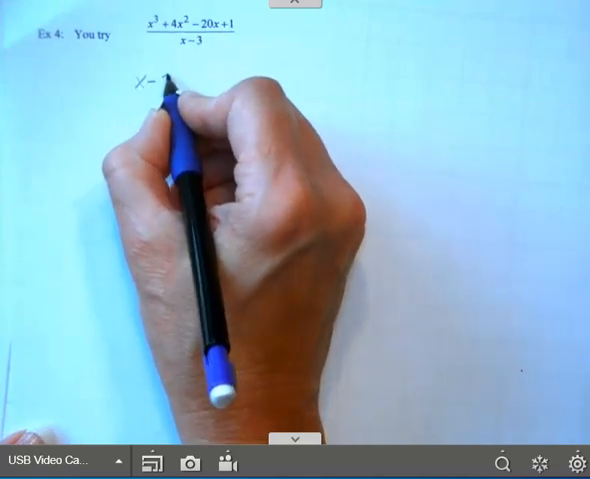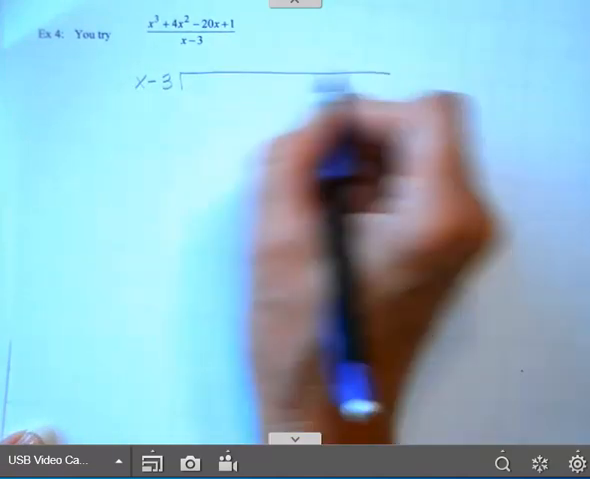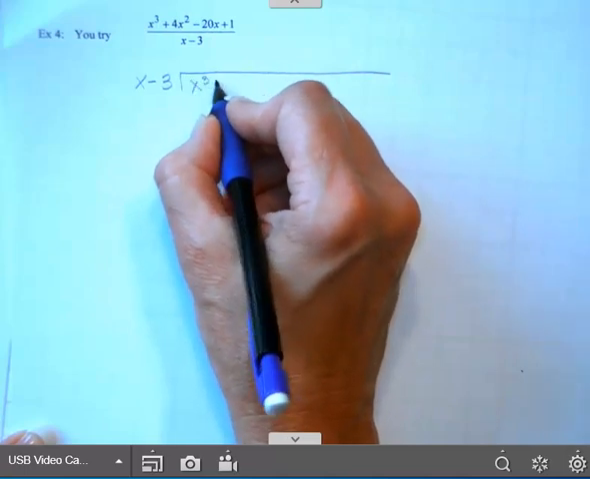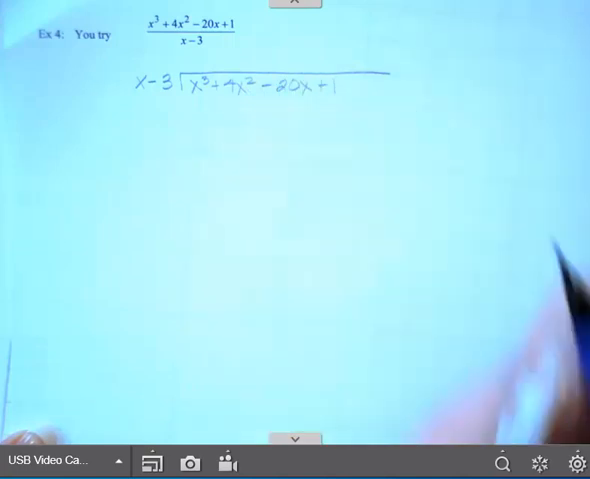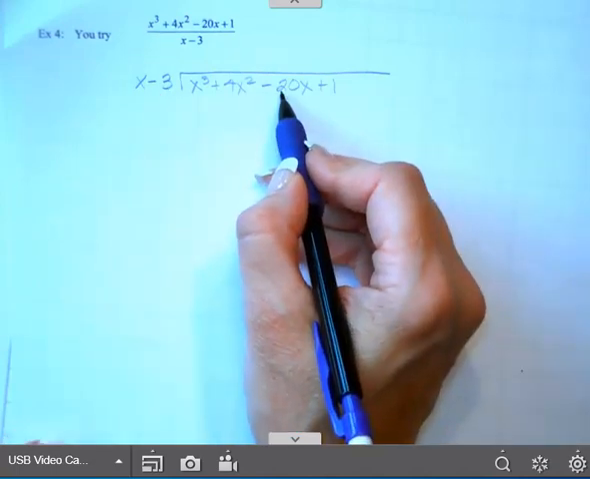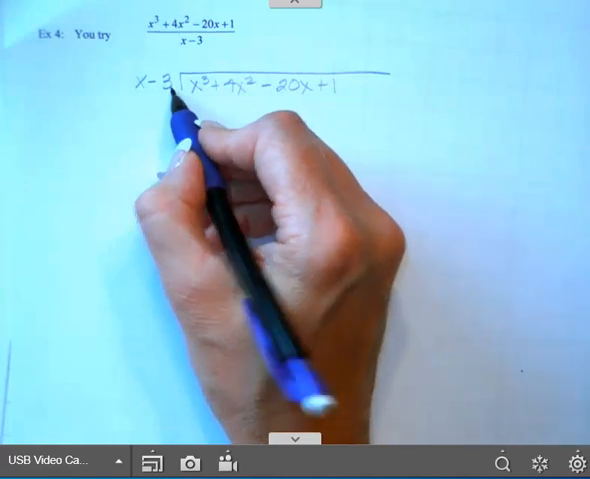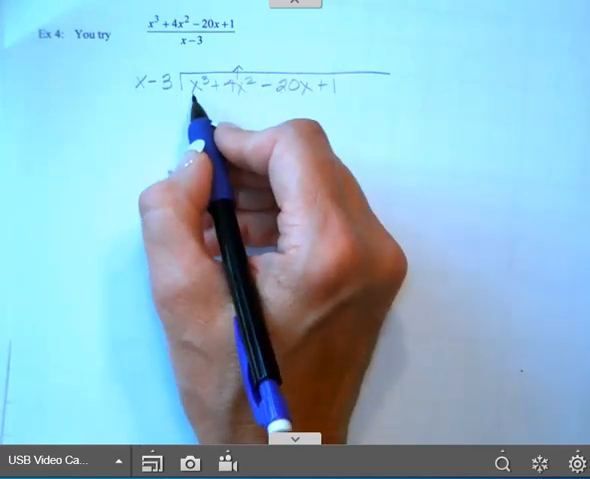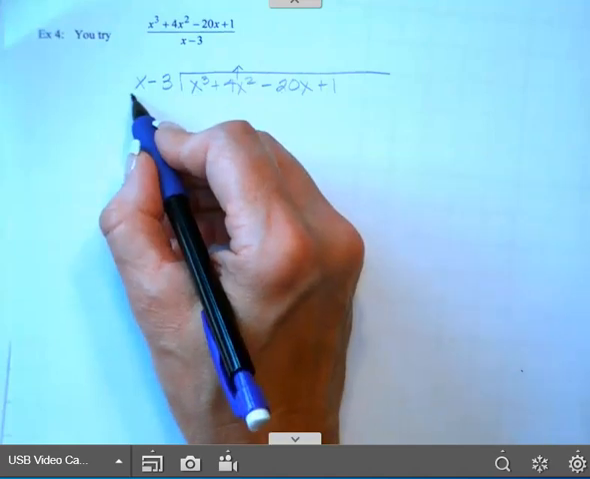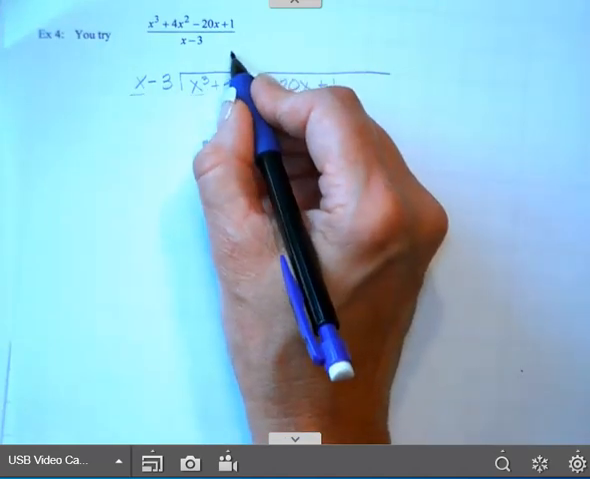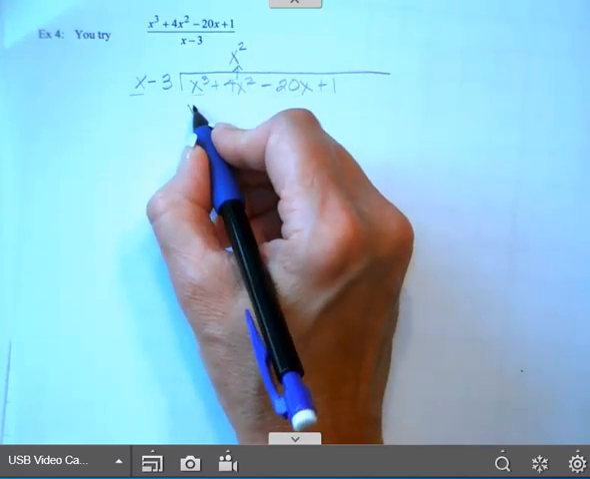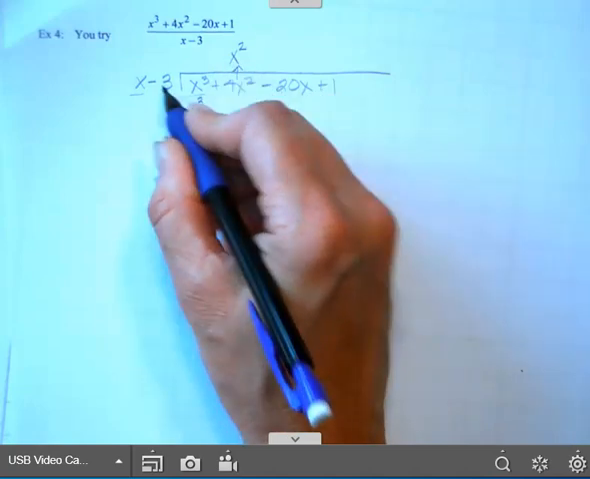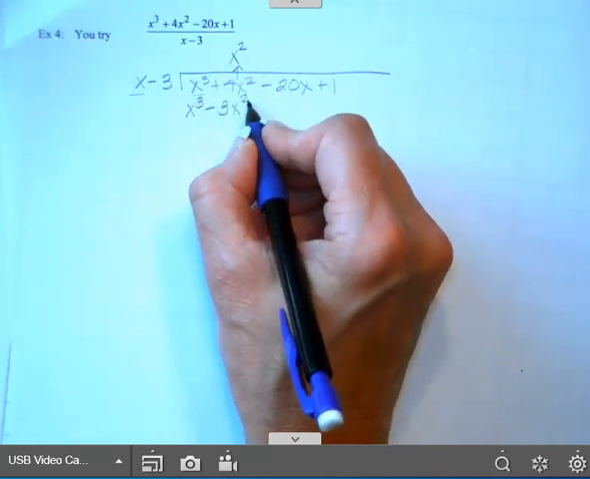My divisor is x minus 3. My dividend is x cubed plus 4x squared minus 20x plus 1. I did not need a placeholder on the divisor or the dividend. I have 2 terms here, so I start above the second term, and I start with the left term. So x times what gives me x cubed, and that's x squared. Multiply x squared with both of these, and that gives you x to the third minus 3x squared.